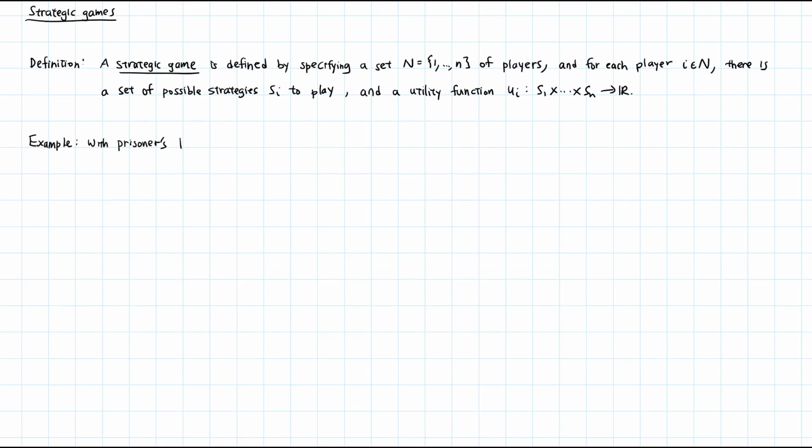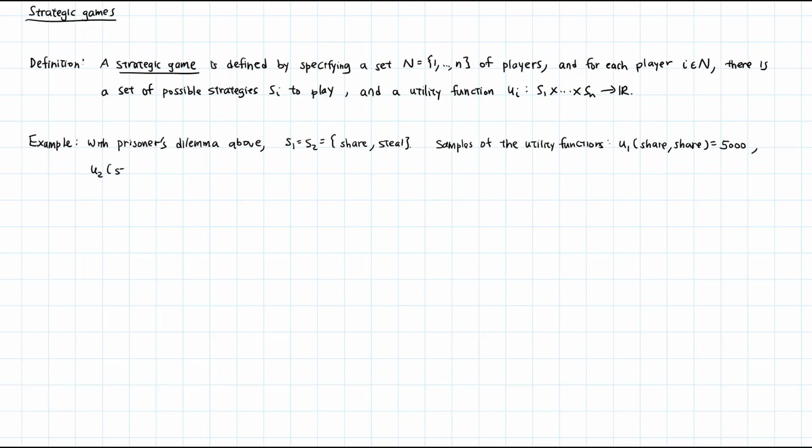With Prisoner's Dilemma above, there are two strategies for both players. So S_1 is equal to S_2, which is equal to the set {share, steal}. Taking some samples of the utility functions, the utility for player 1 when both players pick share is 5,000. And the utility for player 2 when player 1 chooses steal and player 2 chooses share is 0.